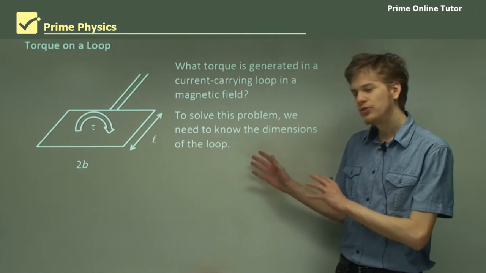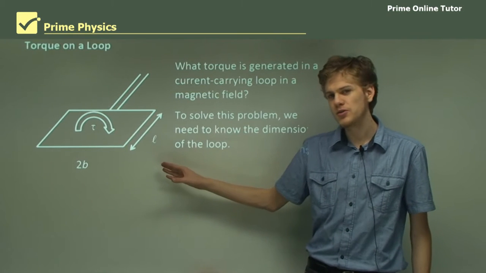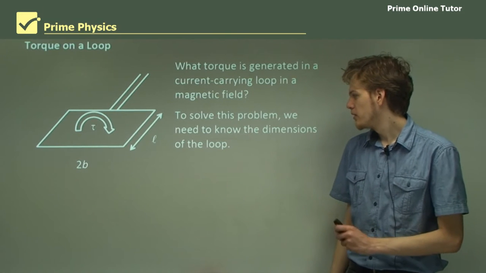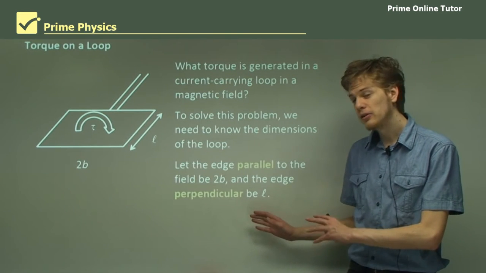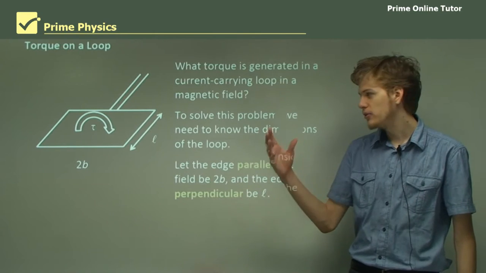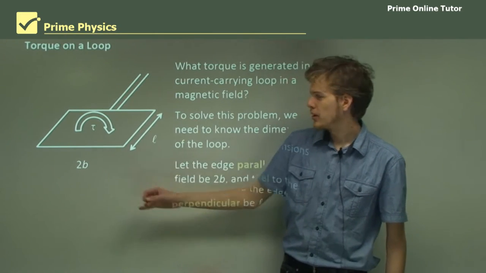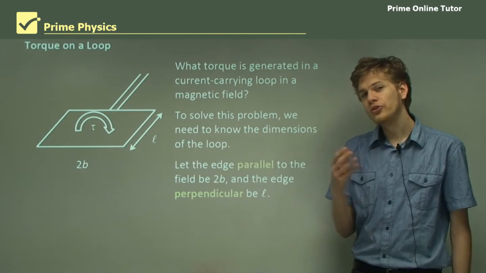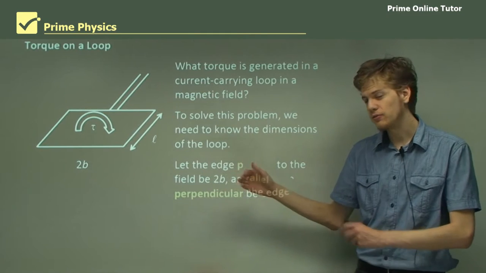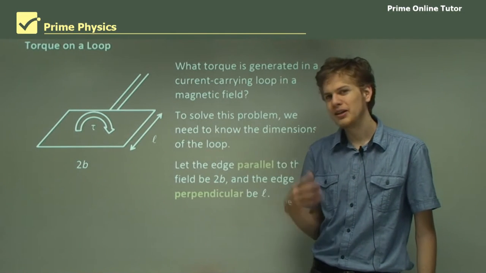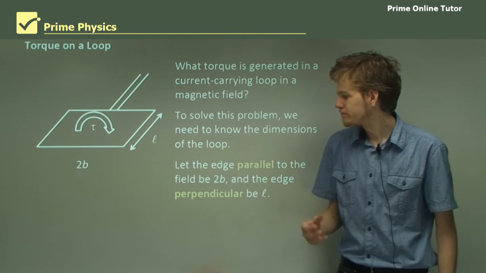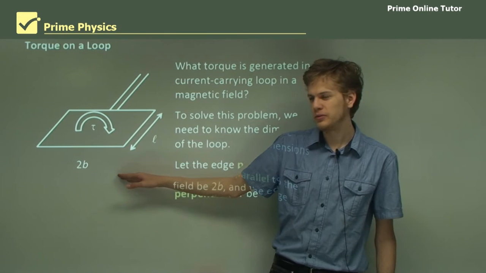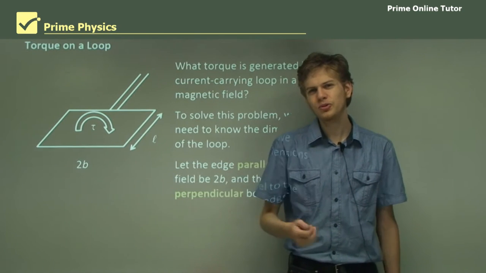So, we're going to have to give some names to the different parts of the loop. And you can see that I've already put some algebraic letters down here. We're going to call the edge parallel to the magnetic field 2B. Remember that the magnetic field will be going across the diagram like this. And we'll call the side that is perpendicular to the magnetic field L, because that'll help us later on. You'll see why. So why are we calling this side 2B and not just B? Well, you'll see in a moment.